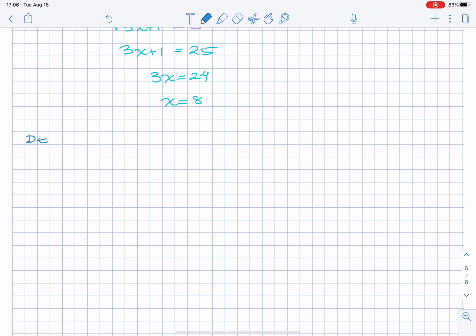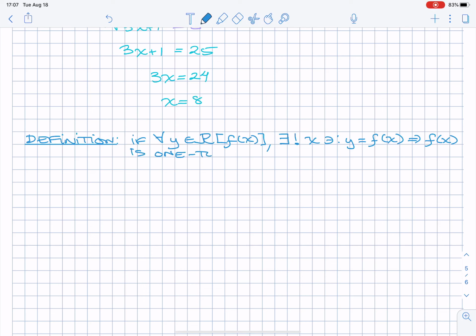Okay, so definition. If for all y in the range of some function f of x, there exists a unique x such that y is f of x, then this implies f of x is one-to-one, denoted by 1 dash 1.